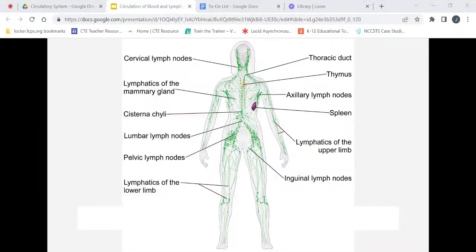And then the last slide shows a picture of the different glands of the lymphatic system and lymph nodes.